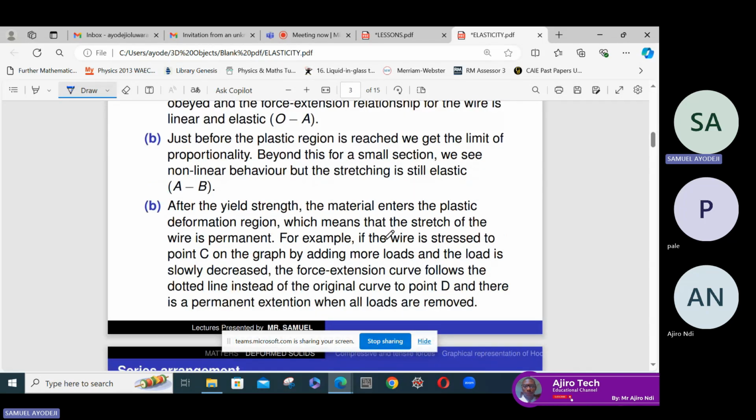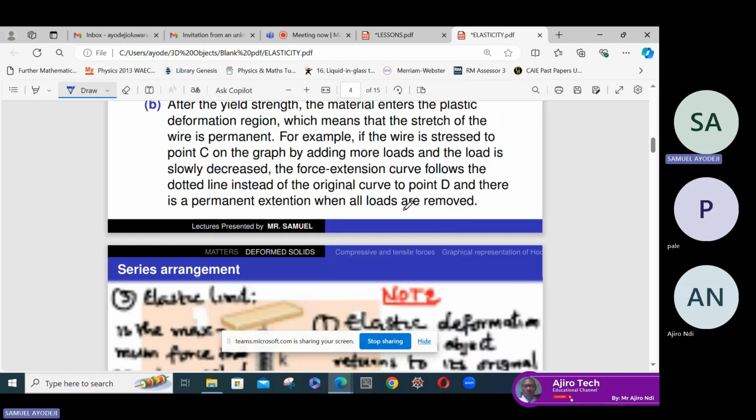After the yield point, the material enters plastic deformation, which means the stretch of the wire is permanent. For example, the wire is stretched to point C.